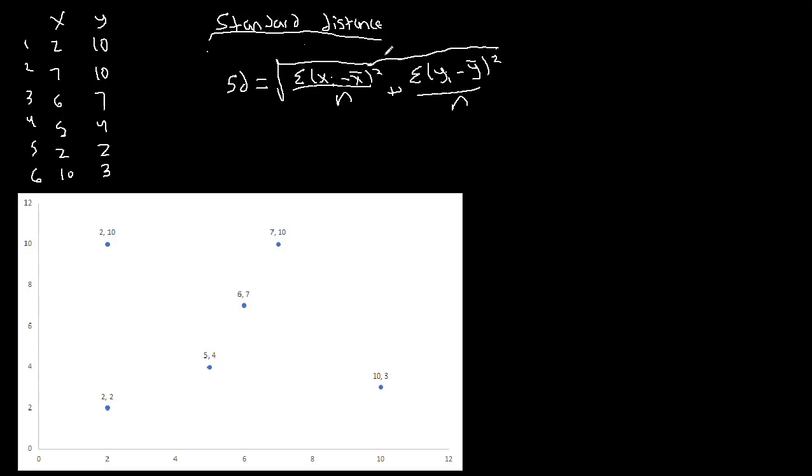So this right here, this is the equation for standard distance, and you'll see that it's very similar to standard deviation, right? Because again, what we're doing is for any given point, we're subtracting the mean from whatever that x-coordinate is, squaring it, summing those up, dividing by the total number of points. And then we're adding to that the exact same thing but for the y-coordinate. And then we're taking the square root.